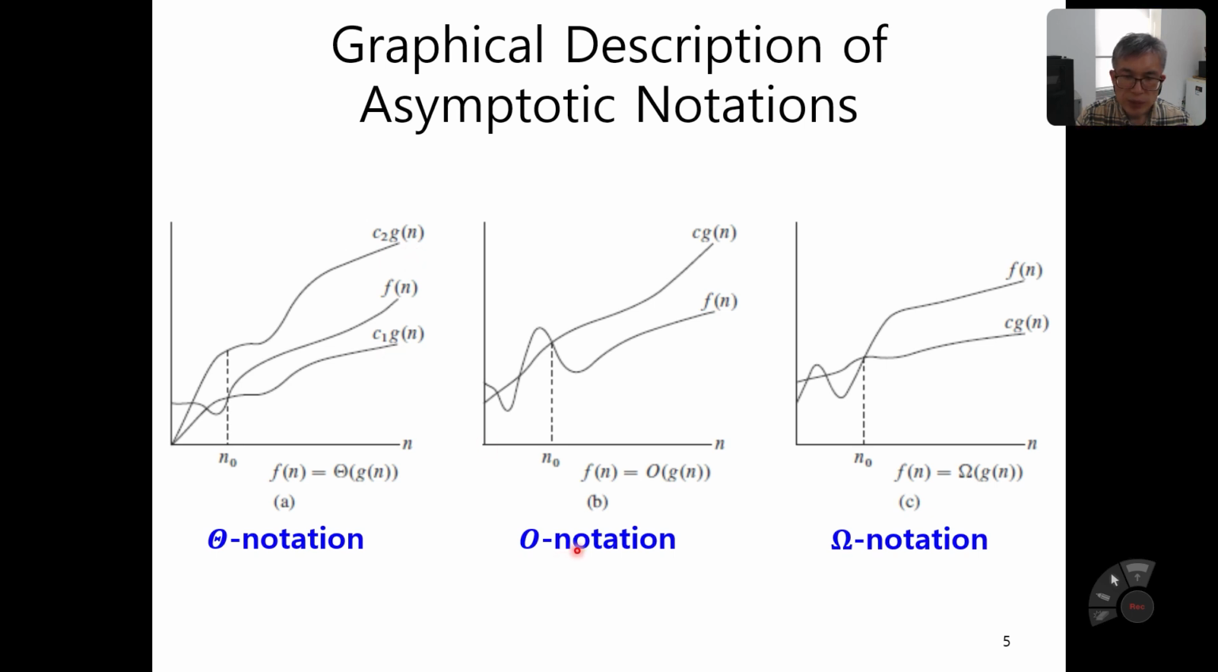The big O notation is f(n)'s upper bound. Okay, c g(n) is the upper bound, and in the big omega notation case, c g(n) is the lower bound for f(n).